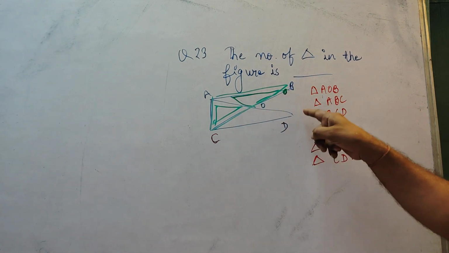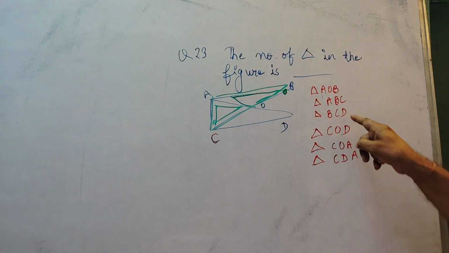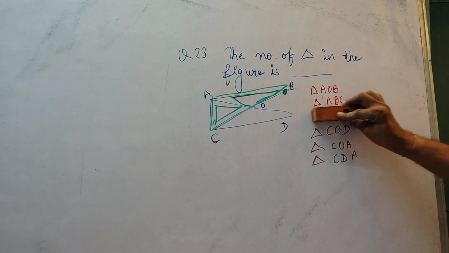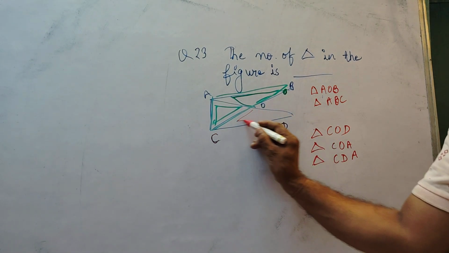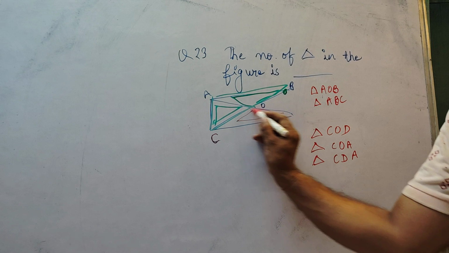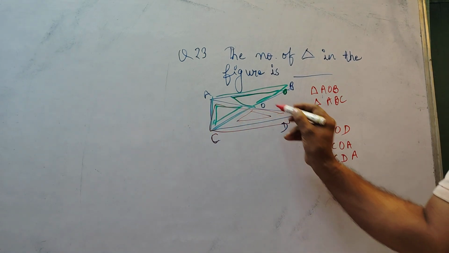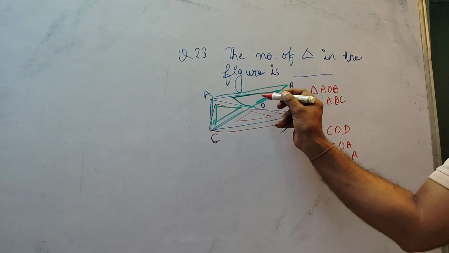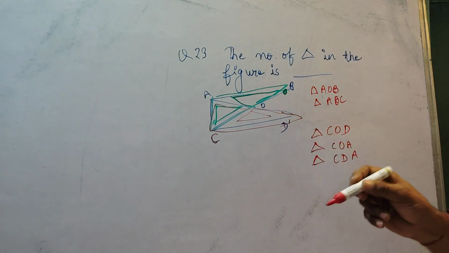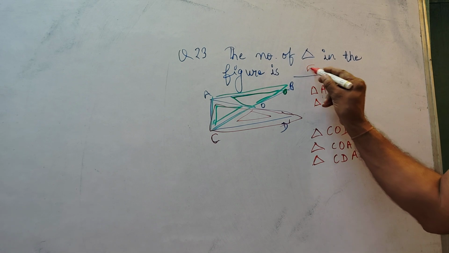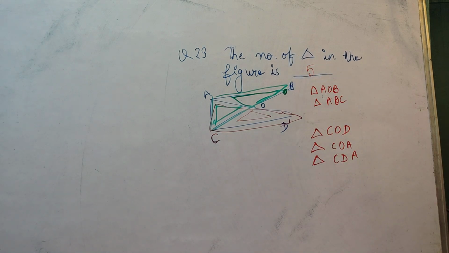BCD is not a triangle. Look. Because from the point D, now the triangles left are two. One is this one, another is this one. Only three triangles from the B side and two triangles from the D side. So only five triangles are possible. Answer is 5.